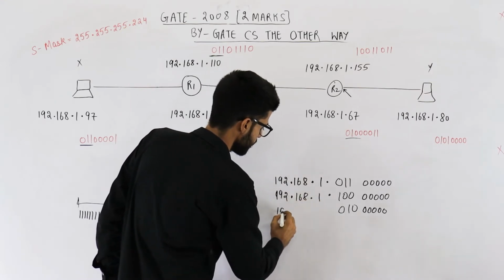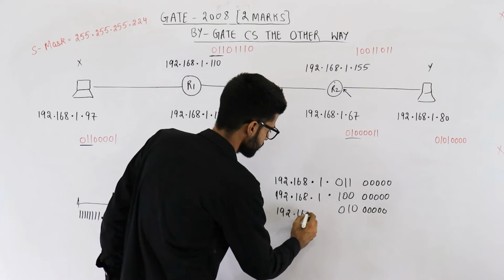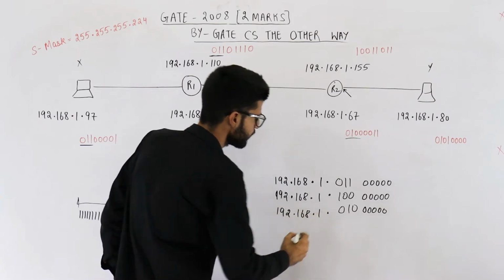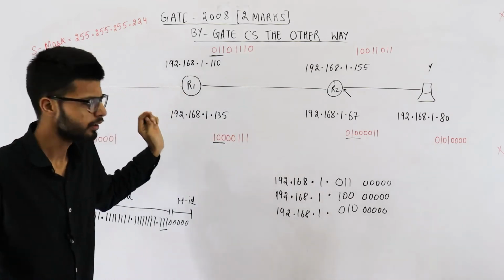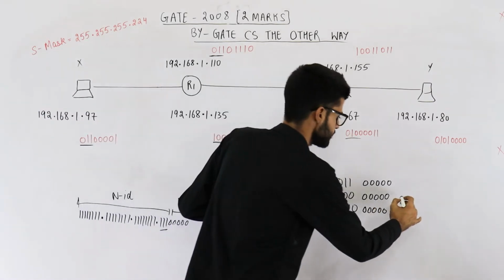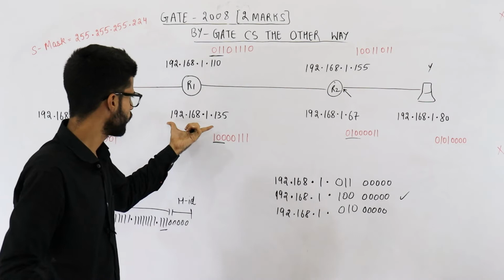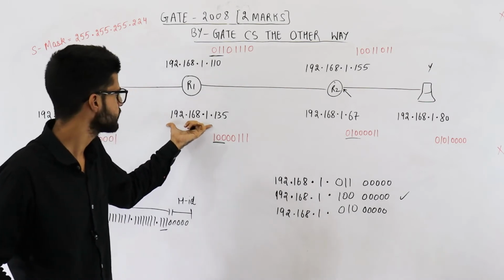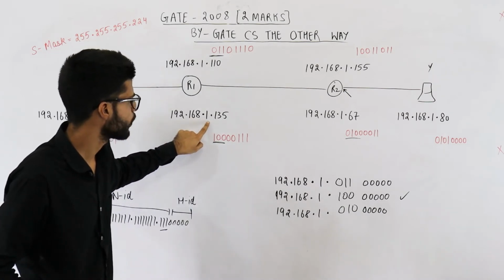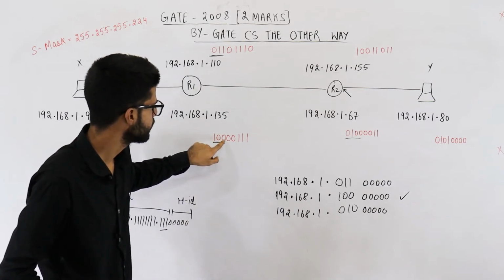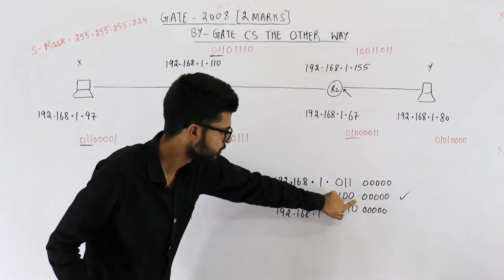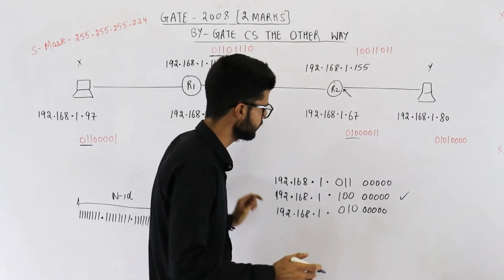192.168.1. See, 192.168.1 is common for all of them. Even if you are analyzing this one, that means if you want the first 27 bits as it is, 192.168.1 will be there. And these 3 bits are 100. So 100, and in host ID I've written all zeros.